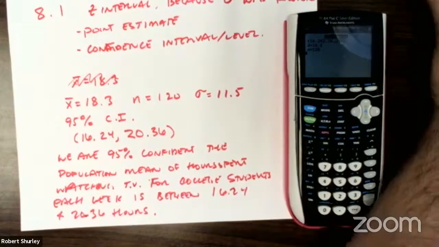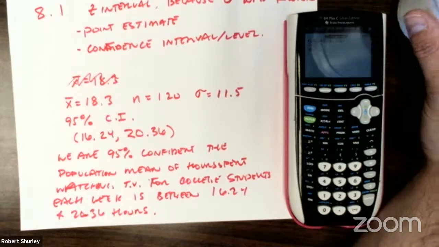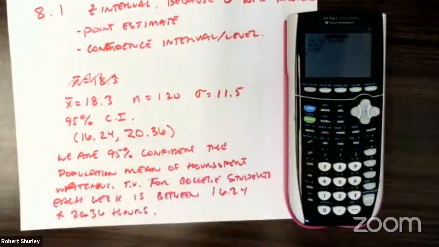And I know you might think, but I only watch like 5 hours. That's fine. We're not talking about how much you watch. We're talking about what the population mean would be, right? Because there's other people that watch like 50 hours a week, which is crazy. That would be about me.